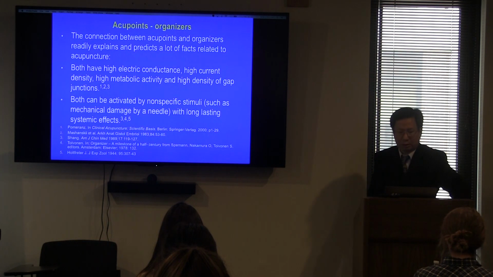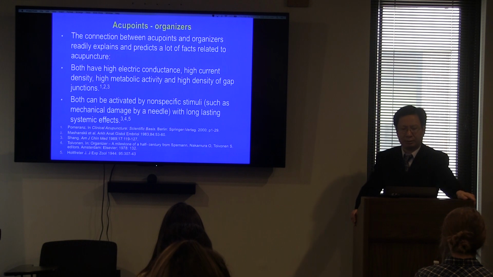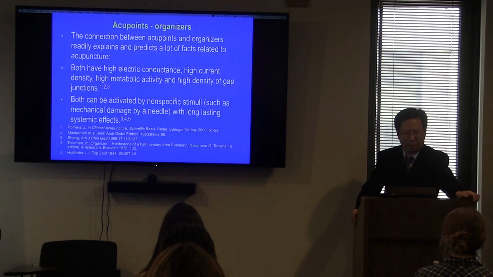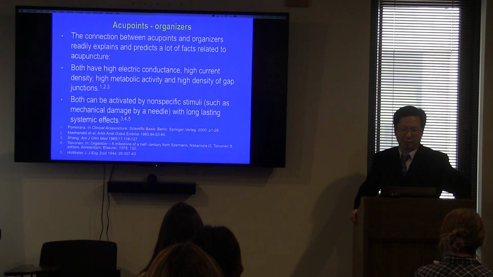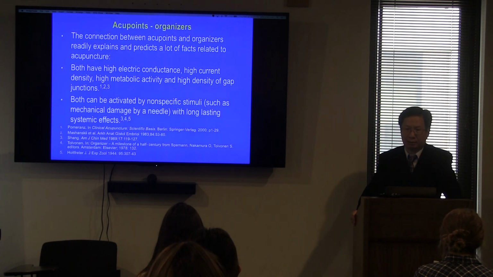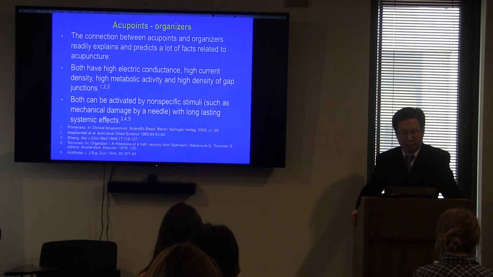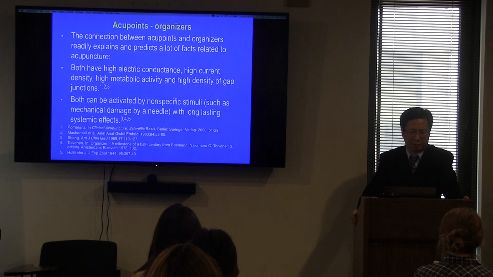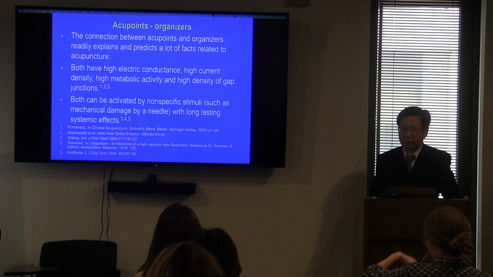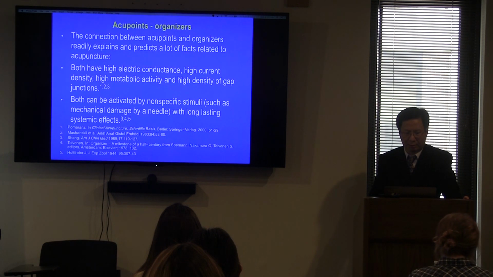So once we have this connection, it is very apparent that there are a lot of similarities between the acupuncture points and organizers. Both have high electric conductance, high electric current density, high metabolic activity, as you can measure by the CO2 emission from the surrounding tissues, and a high density of gap junctions. We know the gap junction is a channel connecting adjacent cells, and whenever we have a high density of gap junctions, there's a higher electric conductivity around that region as well. And both can be activated by non-specific stimuli, which can cause long-lasting systemic effects.